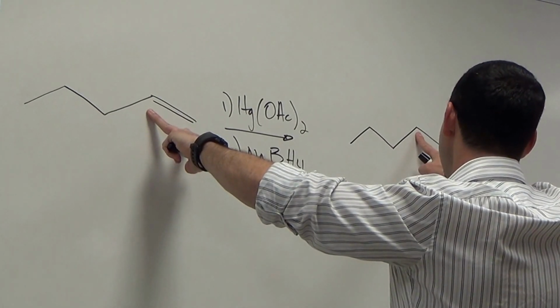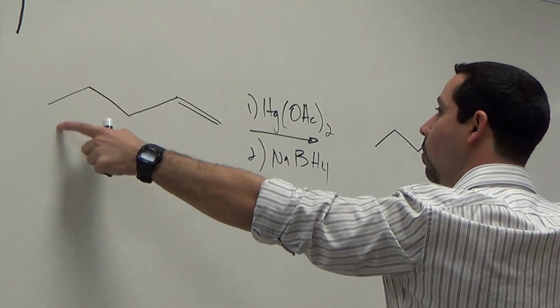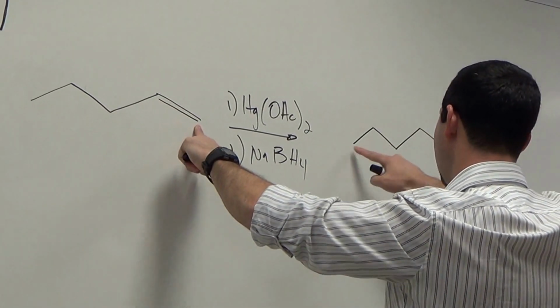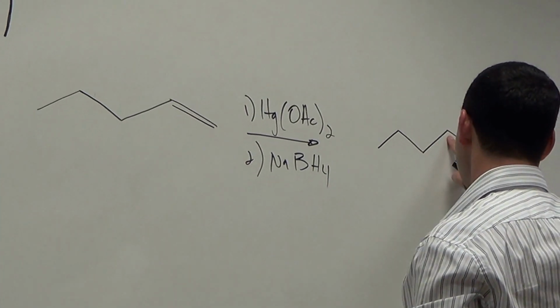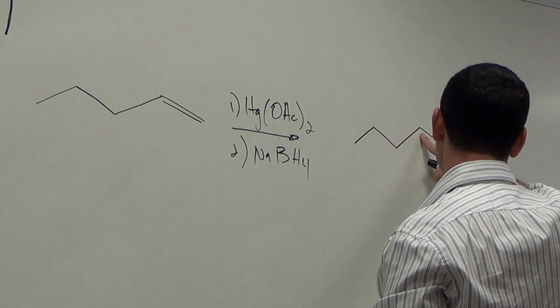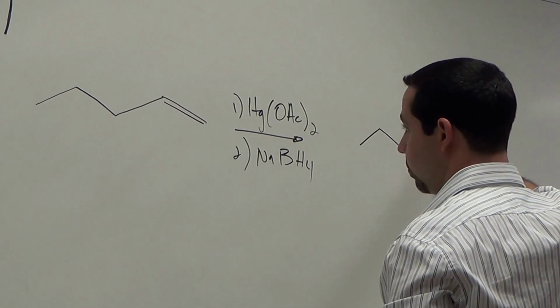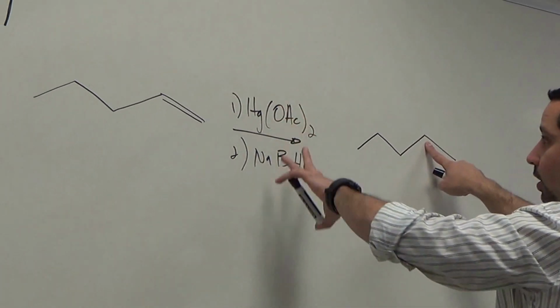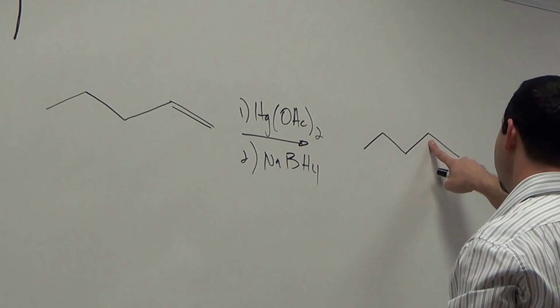So here, the double bond is supposed to be here, yes? That's where it was. There are 1, 2, 3, 4, 5 carbons. Between carbon 1 and carbon 2, there was a double bond. I am not going to write the double bond. What am I going to do? I'm going to write an OH somewhere and an H somewhere else, yes? Because this is a formation of an alcohol. Yes or no?